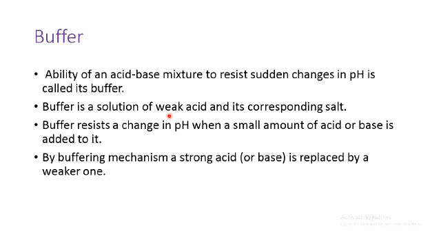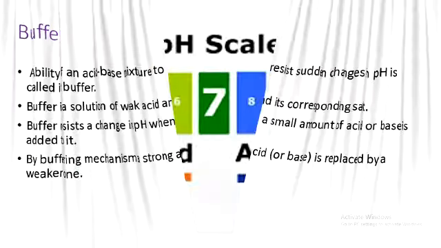And what is a buffer? A buffer is a mixture of an acid-base solution which has an ability to balance changes in pH. So the ability of an acid-base mixture to resist sudden changes in pH is known as a buffer. A buffer is a solution of a weak acid and its corresponding salt. A buffer resists a change in pH when a small amount of acid or base is added into it. By the buffering mechanism, a strong acid or a strong base is replaced by a weaker one.